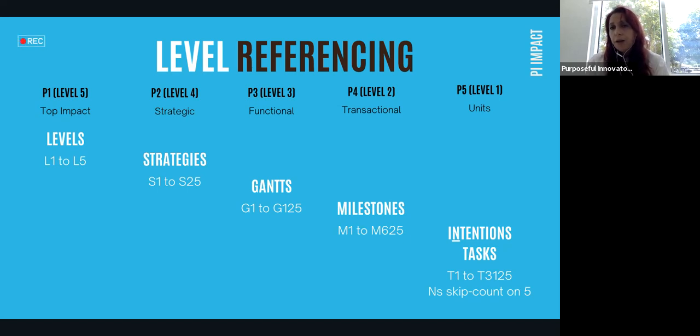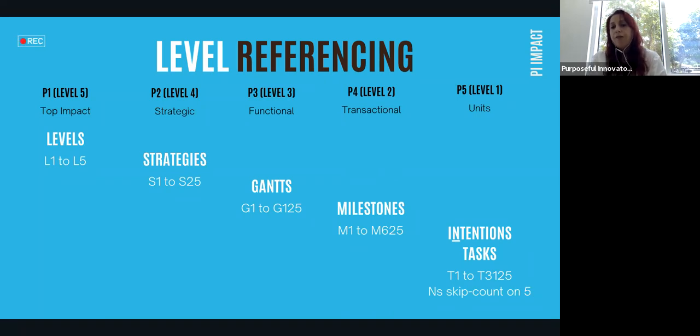And then finally the final units, which is the level 1: what's the smallest thing that needs to take place? What we found was the level 5 were the intentions that we wanted to make. What was our intention, and then how were we going to achieve it at a task level? So we've got task 1 to task 3,125 that actually works in a strategic order, so they are strategic tasks.